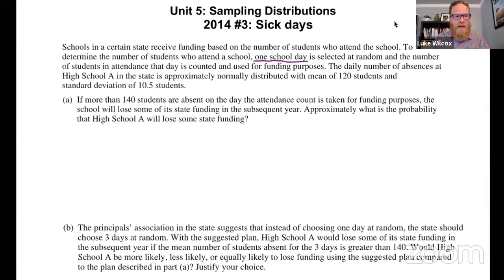The daily number of absences at high school A in the state is approximately normally distributed with a mean of 120 and a standard deviation of 10.5 students. Part A, if more than 140 students are absent on the day the attendance count is taken for funding purposes, the school will lose some of its state funding in the subsequent year. Approximately what is the probability that high school A will lose some state funding?